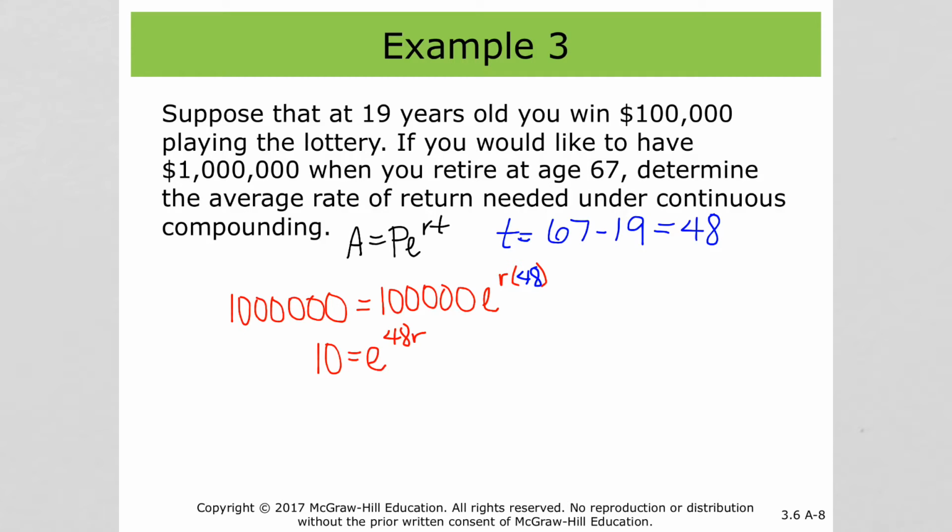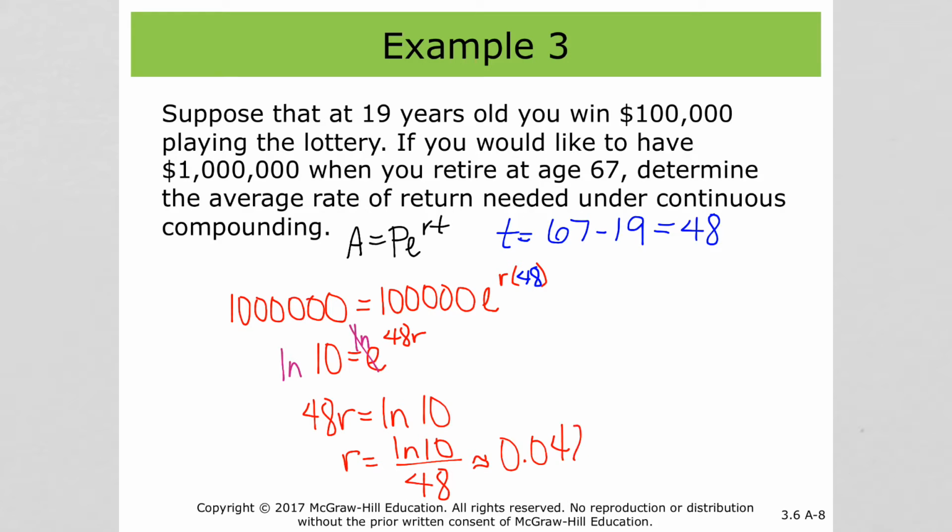Again, how do we get rid of an e? We natural log both sides. So 48r is equal to the natural log of 10, or r is equal to the natural log of 10 divided by 48. Put that in your calculator, we get 0.048. So the rate is 0.048 or 4.8%, which is usually how we talk about an interest rate, 4.8%.